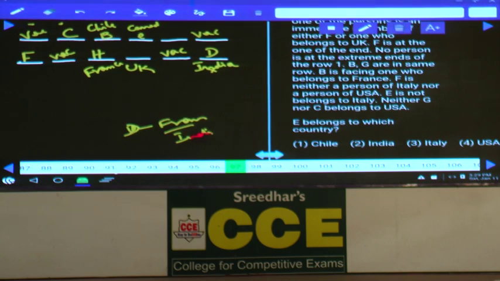Now E belongs to this one. As E belongs to this one, either here or here, there are two different possibilities for this E. B and G are in the same row. B is facing the one who belongs to France. F is neither a person of Italy nor USA. As F cannot be Italy and USA, now this C and E must be either Italy and USA.